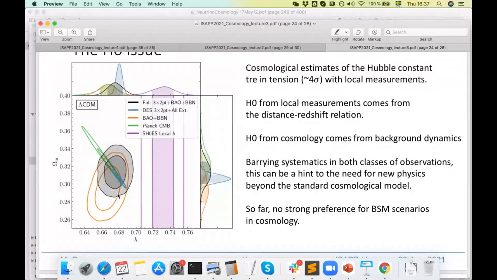For example, the black contours come from observation of weak lensing, so the shear observations that we have discussed before, in combination with BAO. The orange contours come from BAO in combination with astrophysical measurements of light element abundances, and the green contours come instead from CMB measurements. And you can see that all of them are pointing towards the same value of H naught, and all of them disagree with respect to the local measurement of H naught.